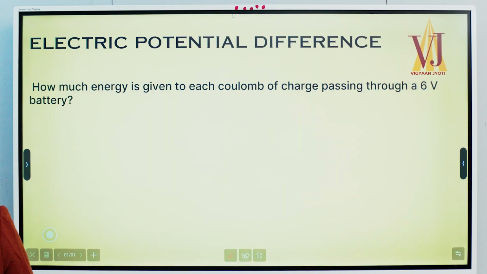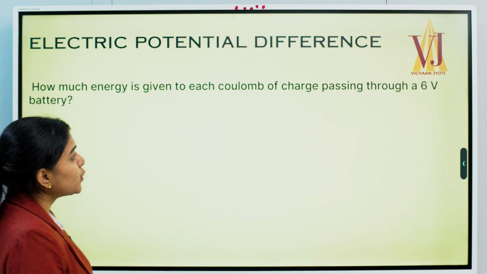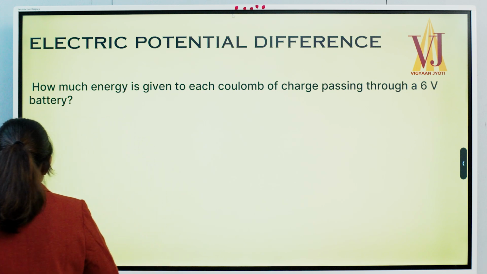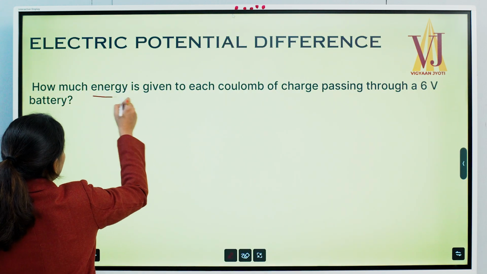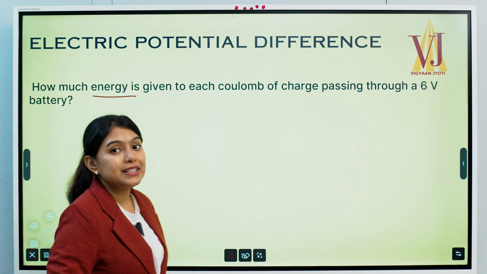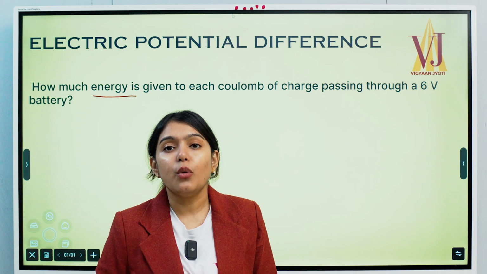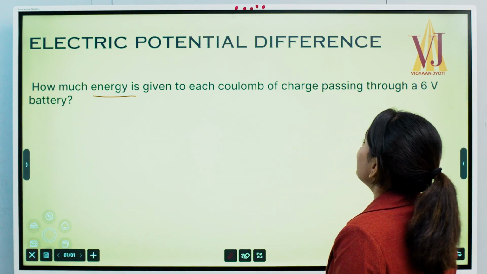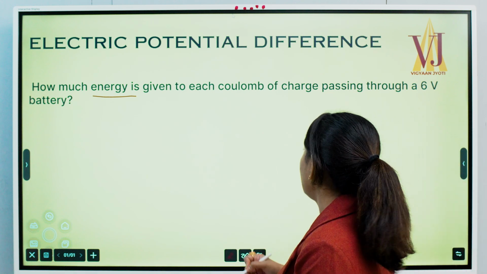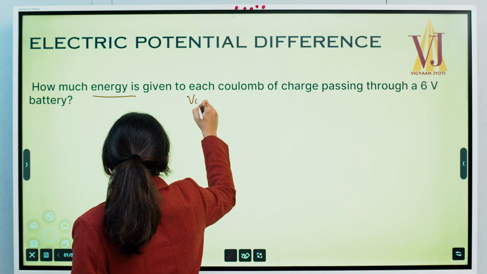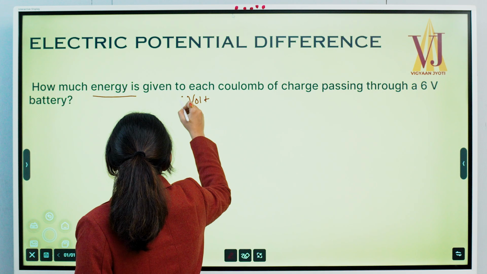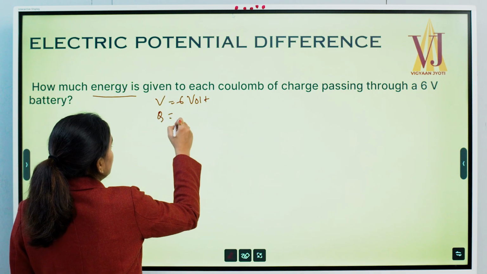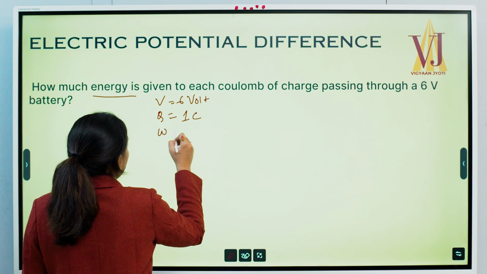Okay, next numerical. How much energy is given to each coulomb of charge passing through a 6 volt battery? Here we need to understand that when I talk about energy, energy means capacity to do work. So if we know the capacity to do work, we know the energy. So we know the volt. Volt is how much? 6 volts. Charge Q is equal to what? 1 coulomb. So you need to find W again.